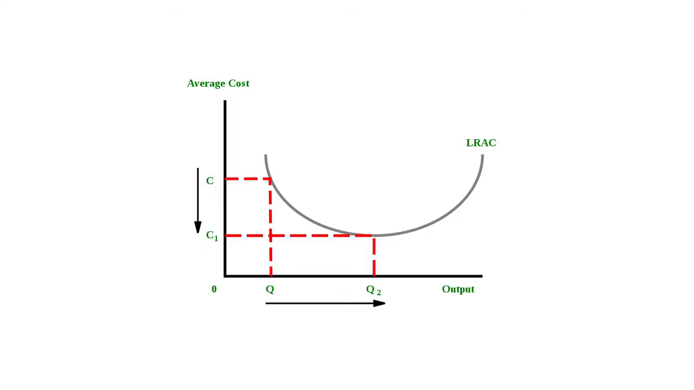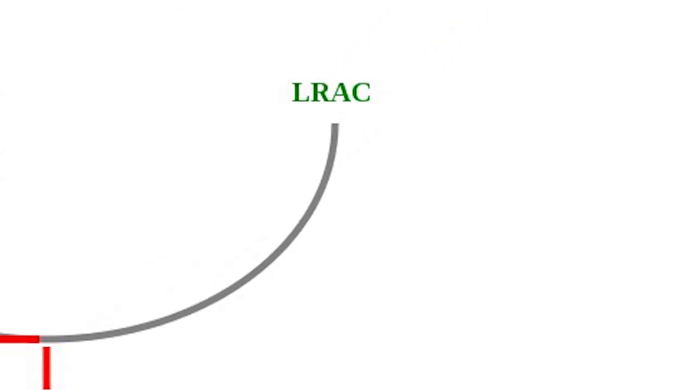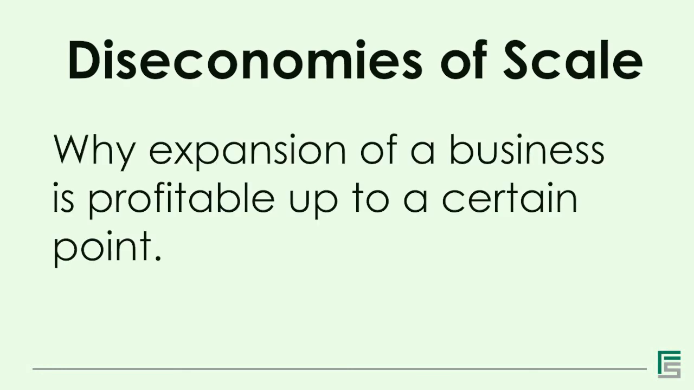We can see that as the output is further increased, the long-run average cost starts to increase again. Why so? This will be discussed in our next video, Diseconomies of Scale, where we will discuss why expansion of businesses is profitable up to a certain point only.